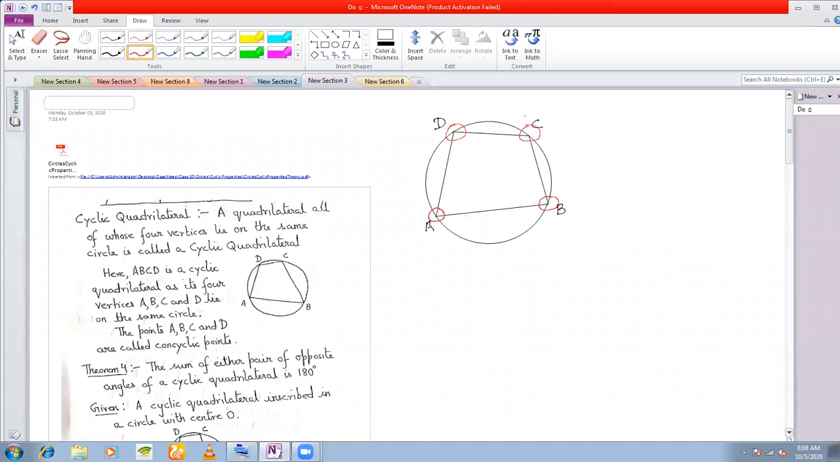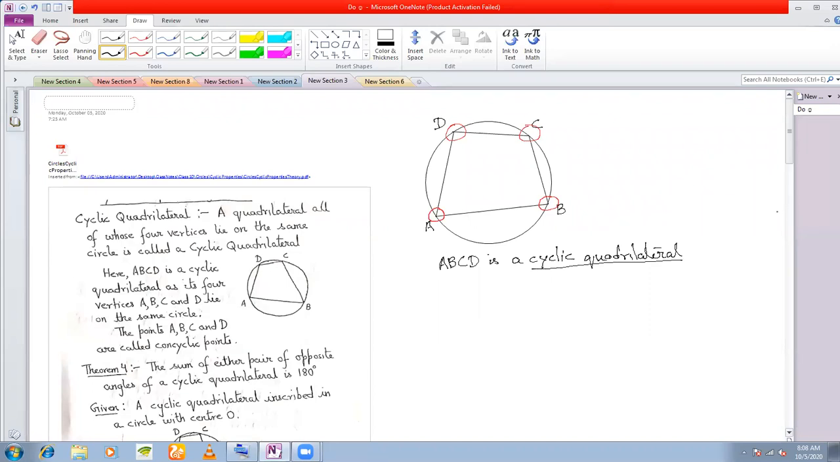So in this figure, ABCD is a cyclic quadrilateral. Okay, ABCD is called a cyclic quadrilateral because all the four vertices lie on the circle, on the same circle.